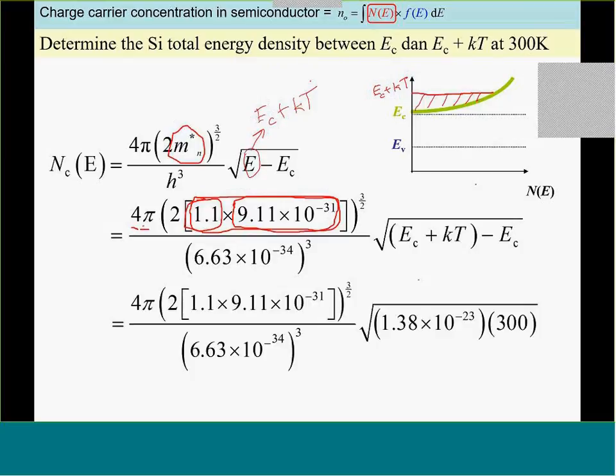And of course, you can just calculate it. Because E plus kT, your EC cancel, so you are left with kT. K is the Boltzmann constant, and T is your temperature, 300 Kelvin. And voila, you can see that your density of state is very high. It's 10 to the power of 19. This is a very large number.